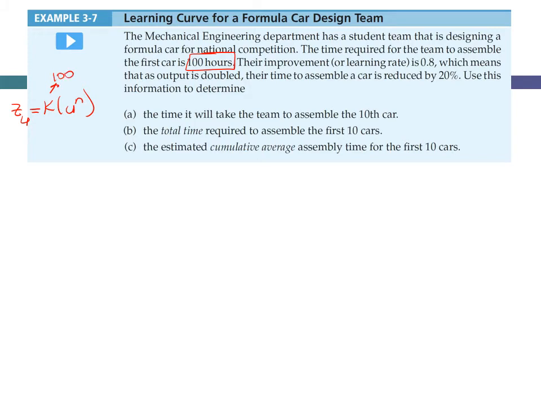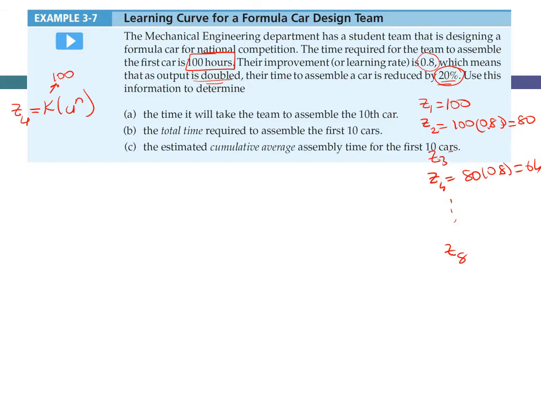Their improvement or learning rate is 0.8, which means that as output is doubled, their time to assemble a car is reduced by 20%. Reduction by 20% means that we are multiplying. So for example, Z1 is 100. If we want to calculate Z2, it will be 100 times 0.8. It reduces by 20%, so it reduces to 80. Then Z4 will be 80 times 0.8, which is 64. And you can go in this way.